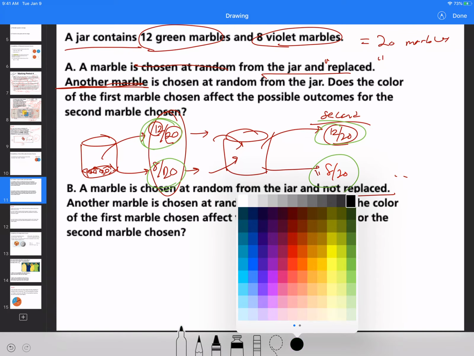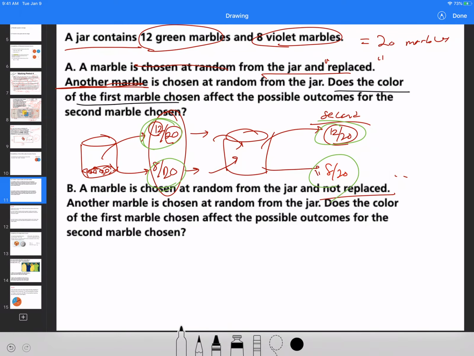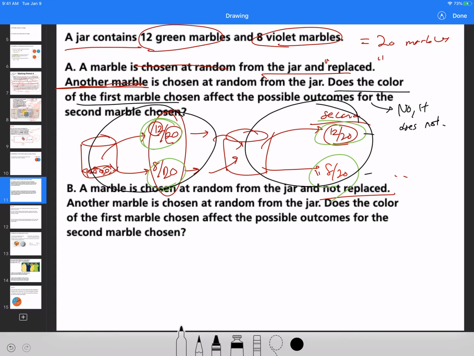We say no. Does the color of the first marble chosen affect the second? No, it does not. So what does this mean? These two events, this event and this event, we call mutually exclusive. The probability of the first does not have anything to do with the probability of the second.